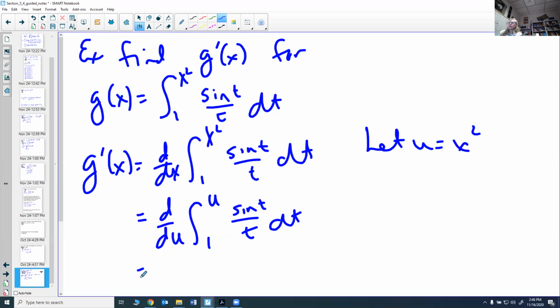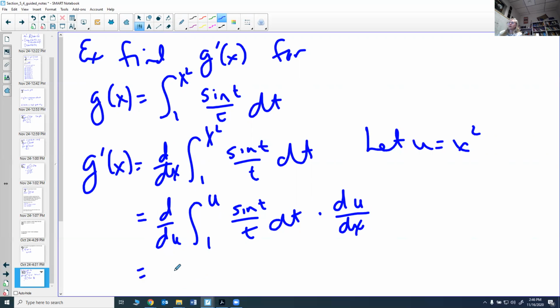So this is equal to, but then because we wanted x, actually I do want an x still there. Because we do want the derivative with respect to x, we need to multiply this by the derivative of u with respect to x. And that will get me my derivative with respect to x back.